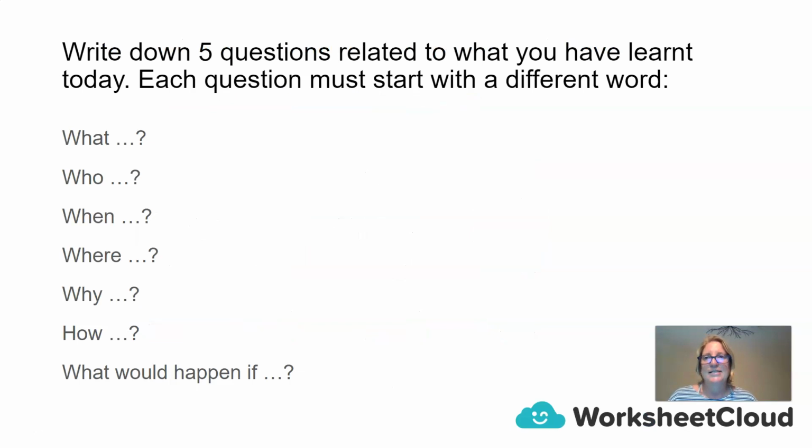So to end off today's lesson, I would like you to write down 5 questions related to what you have learned today. And each question must start with a different word. So to help you along, you can use the words what, who, when, where, why, how, or you could even challenge yourself and you could write what would happen if.